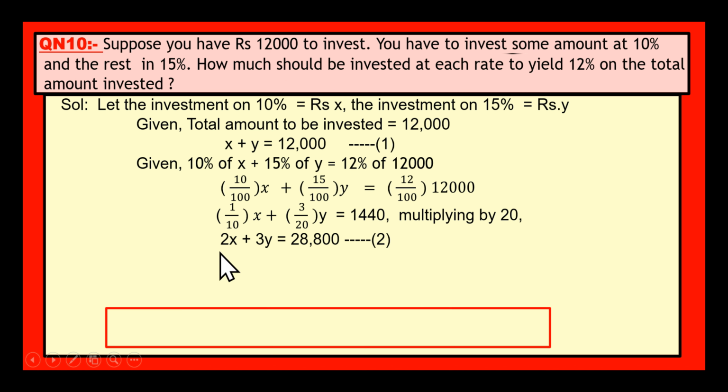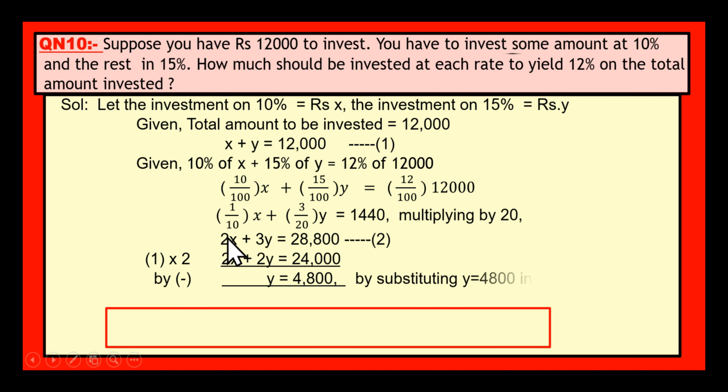Now, if you observe the x coefficients, here x coefficient is 1 and here the x coefficient is 2. Therefore, in order to equate the x coefficients, let us multiply the first equation with 2. First equation into 2 means 2 into x is 2x, 2 into y is 2y, 2 into 12,000 is 24,000. Now let us subtract. Subtraction means all these signs may be changed. Plus 2x and minus 2x may be cancelled. What is plus 3y and minus 2y? 3y minus 2y is y. And what is 28,800 minus 24,000? It is 4,800. Therefore, y is equal to 4,800.